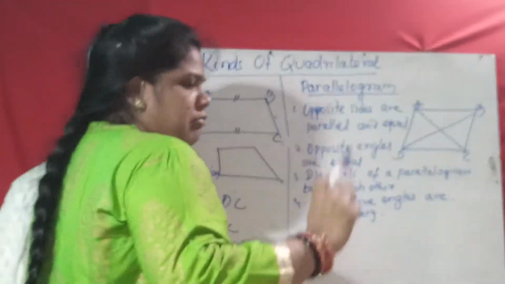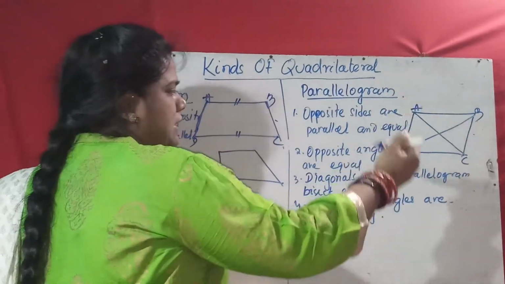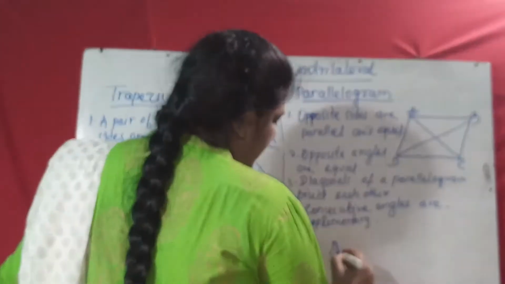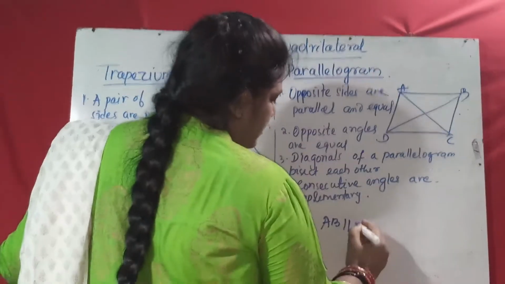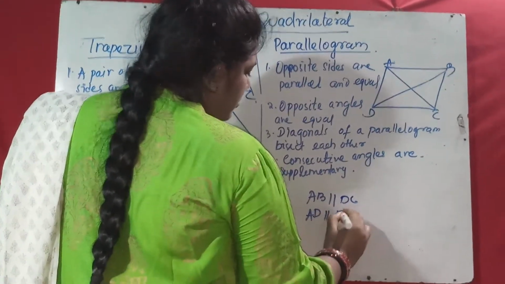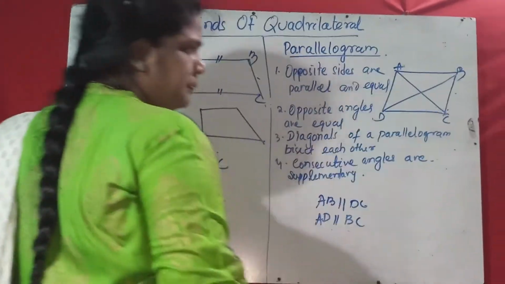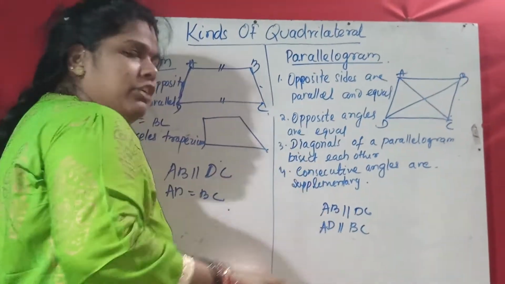A quadrilateral is called a parallelogram when its opposite sides are parallel and equal. What are the opposite sides? AB is parallel to DC, and AD is parallel to BC. Then it is called a parallelogram, and they are equal to each other also.